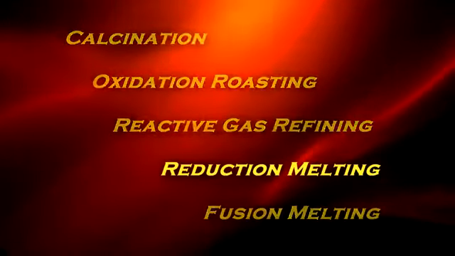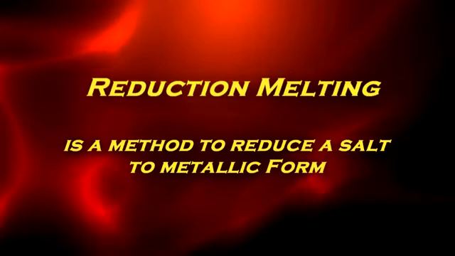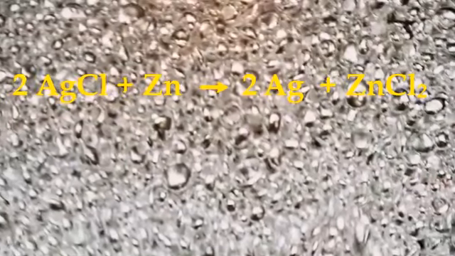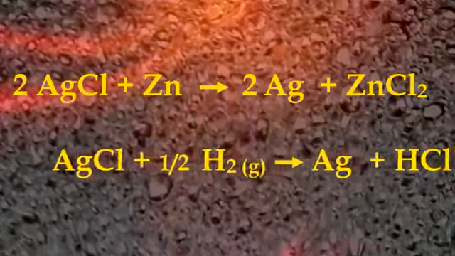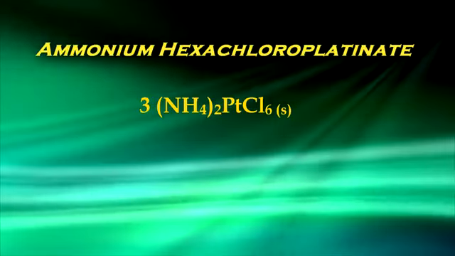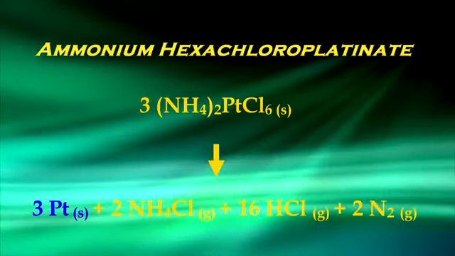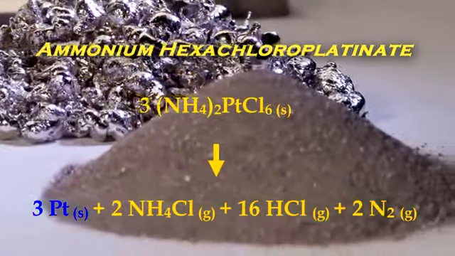Smelting is a reduction melting pyrometallurgical process used to reduce a salt of a metal to its metallic form. For example, silver chloride precipitate can be reduced to silver by melting with zinc powder or sodium carbonate. Silver chloride contained in slag is also reduced in hydrogen-containing atmospheres. The platinum salt precipitate, ammonium hexachloroplatinate, can be converted in a hydrogen-reducing atmosphere to form a platinum sponge of 98% purity.